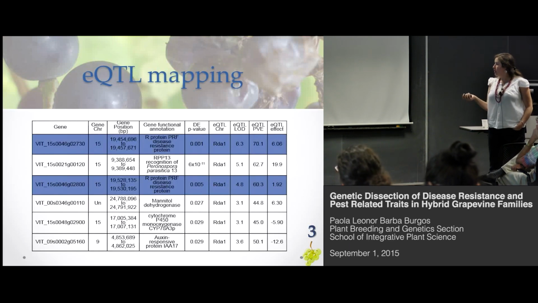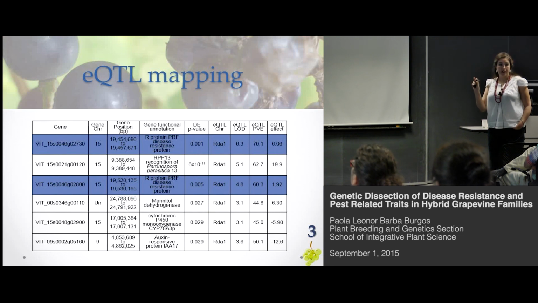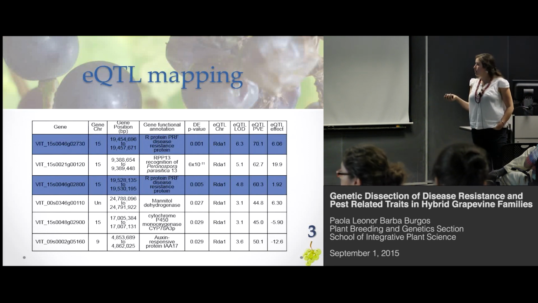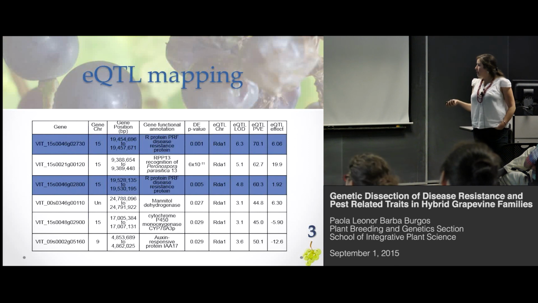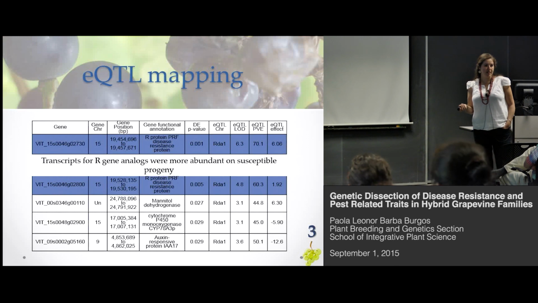And the results were that 6 of them were significant, and all of them mapped to the RD1 locus. We found that 2 of the R proteins located in the cluster within the QTL interval were differentially expressed. And for our curiosity, we found that the transcripts for these R gene analogs were more abundant in the susceptible progeny than the resistant progeny. So you might think, a little bit logically, that the resistant should have more of these R genes, but we found the opposite.